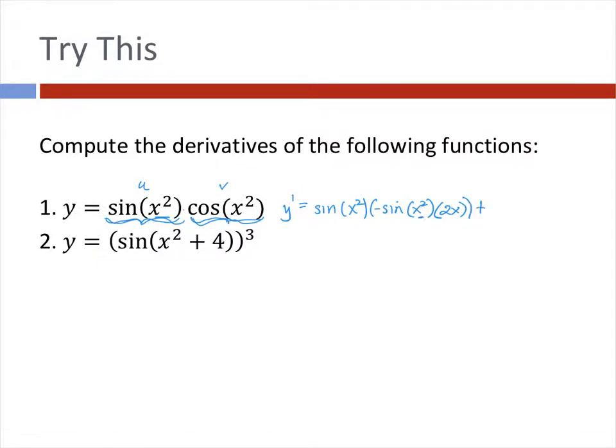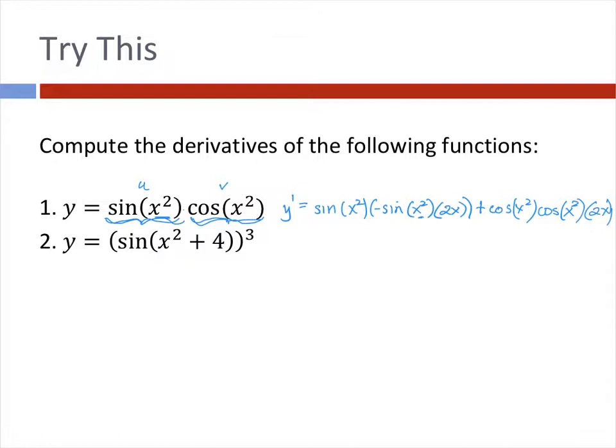And now I have to do v du. So cosine of x squared times the derivative of sine of x squared, which is cosine of x squared. Again, leaving the inside alone and taking the derivative of the outside, and then times the derivative of the inside. All right?